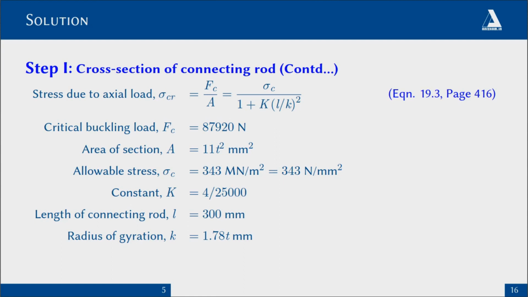In this relation, the critical buckling load Fc is 87,920 Newton, the area of the section A is 11 T squared, and the allowable stress sigma C is 343 meganewton per meter squared or 343 Newton per millimeter squared. The constant capital K is 4 divided by 25,000. It is given just below the equation in the data book itself. The length of the connecting rod L is 300 mm. The radius of gyration, small k, is 1.78 T mm.